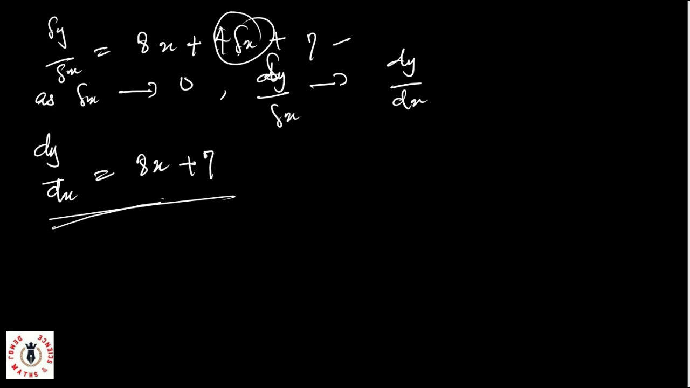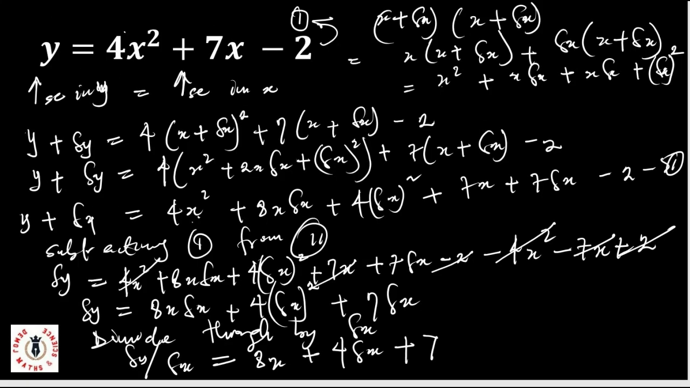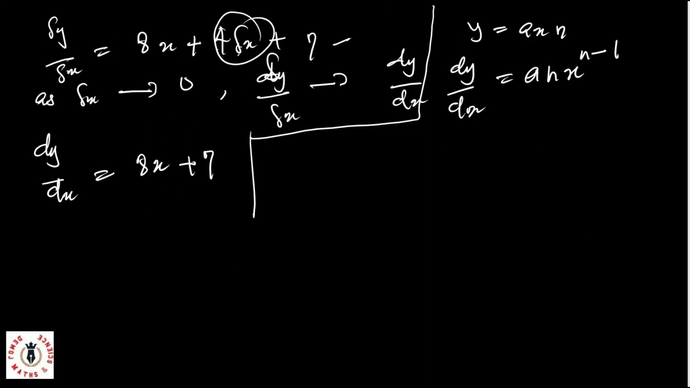Now here we've seen differentiating this from first principle. Now let's use a formula. Our formula tells us that if I have y equals ax^n, my dy/dx will be the same thing as a, the coefficient, times n, the power, x now raised to power n minus 1. Now look at it, so that the equation is 4x squared plus 7x minus 2. Our equation is y equals 4x squared plus 7x minus 2.